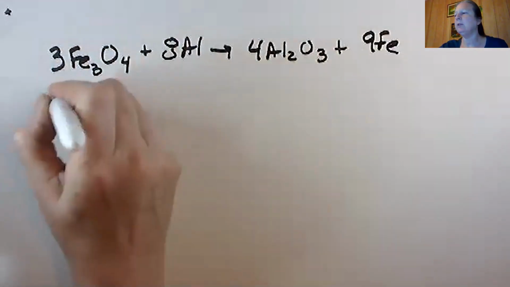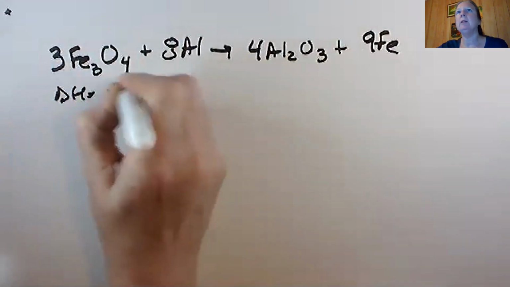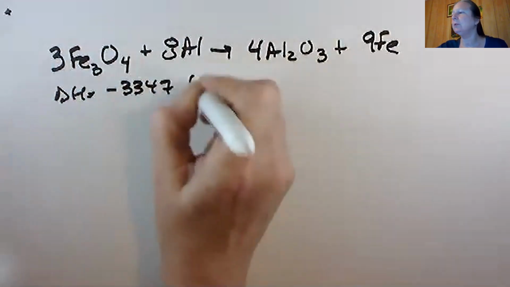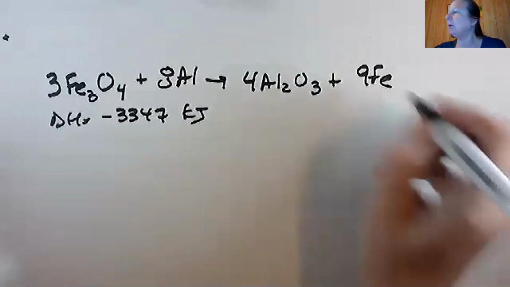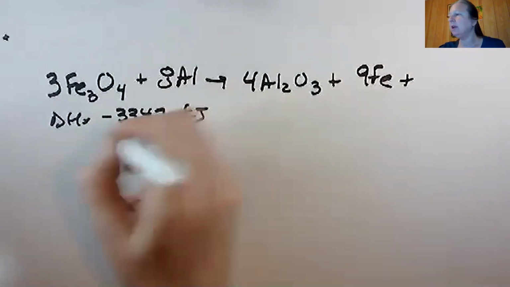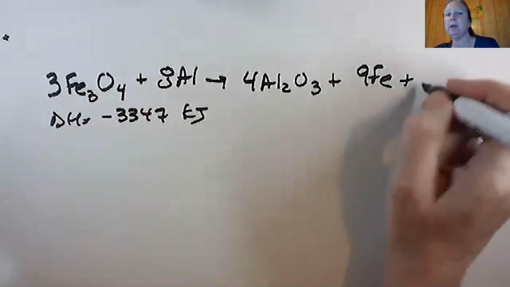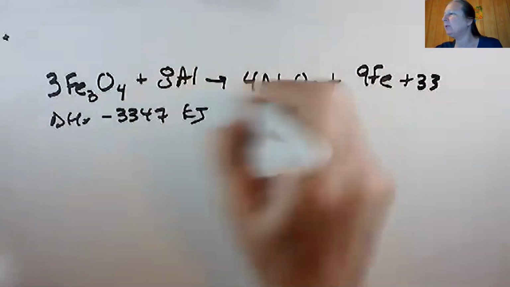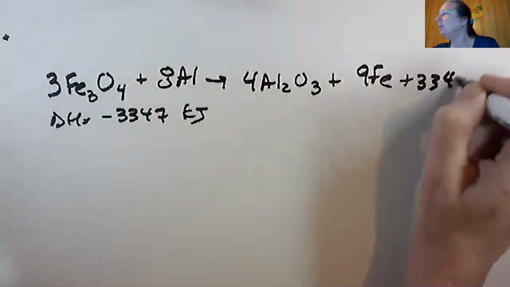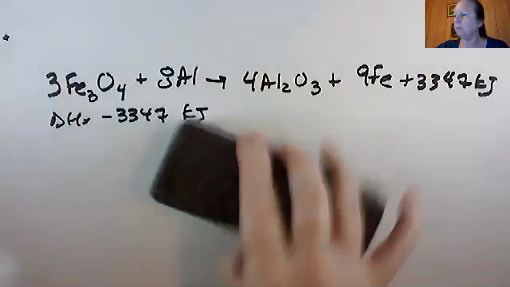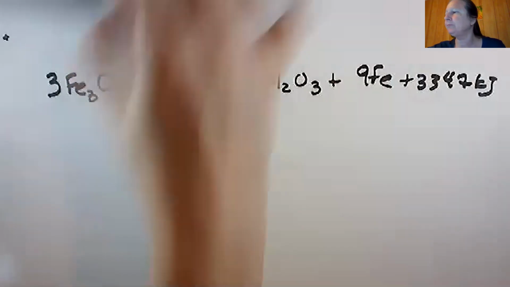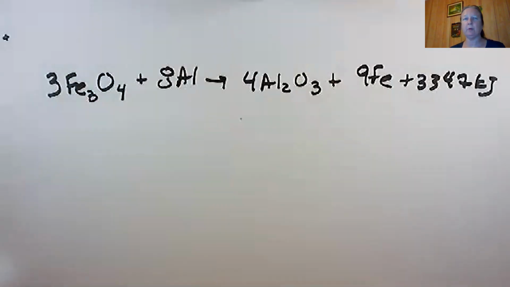And it gives a delta H of negative 3347 kilojoules. If it's negative, it's exothermic, which means it's a product. I know that's a negative, it's a delta. If we're putting it in the reaction equation, we're just saying this plus this plus this plus this. So the plus is not a sign, it's just a statement of part of the reaction equation. Okay, so there's my reaction equation.